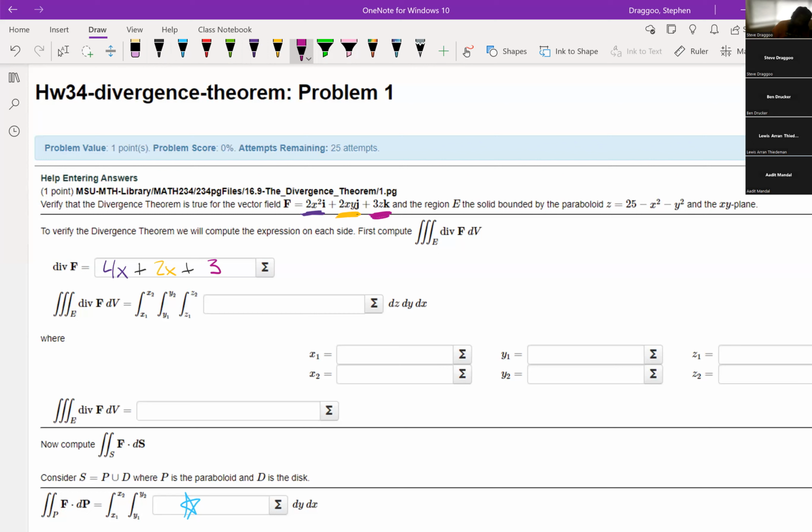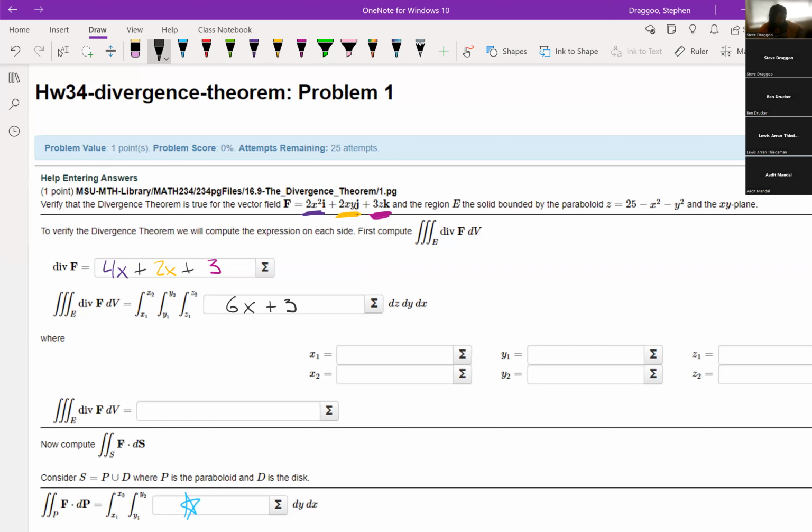So that's our divergence. And then the integrand that goes into the divergence theorem triple integral is the divergence. So I'm going to clean it up and call it 6x plus 3, so I can combine some like terms. That's the thing I want to be integrating.